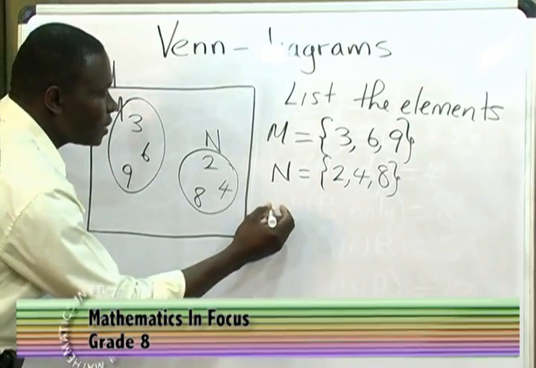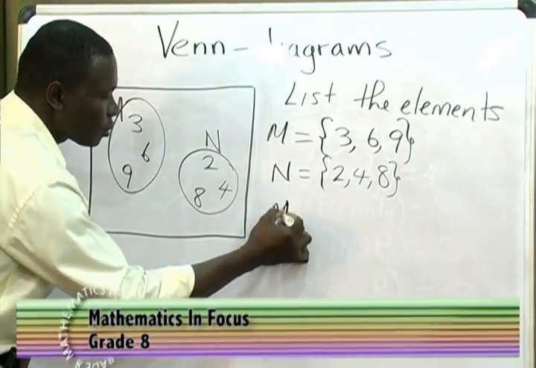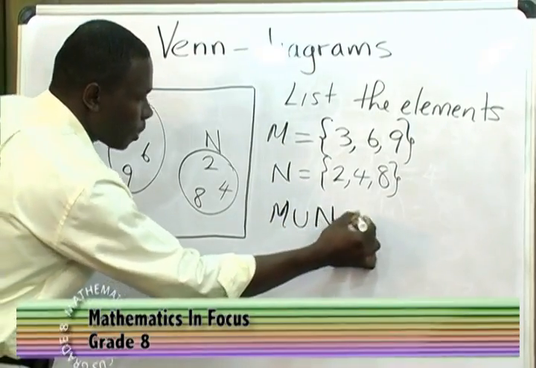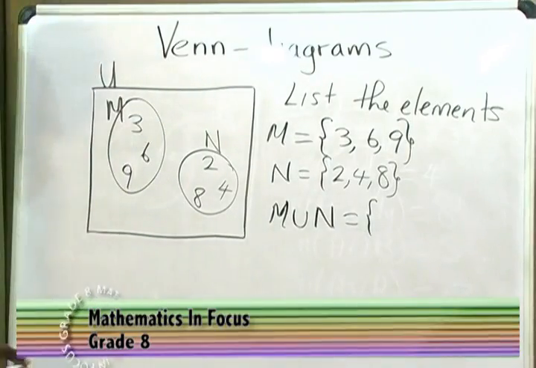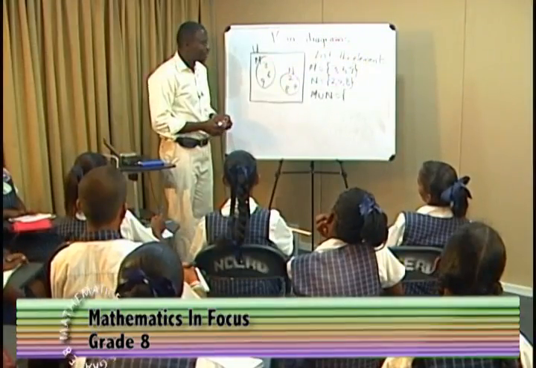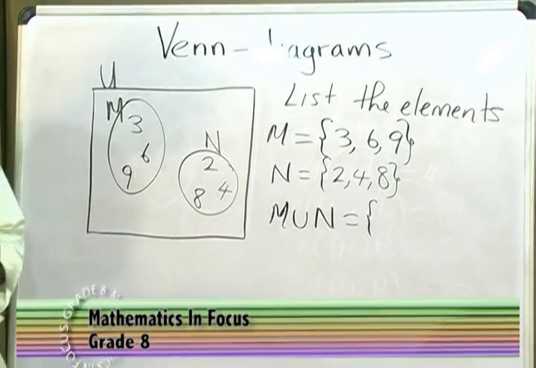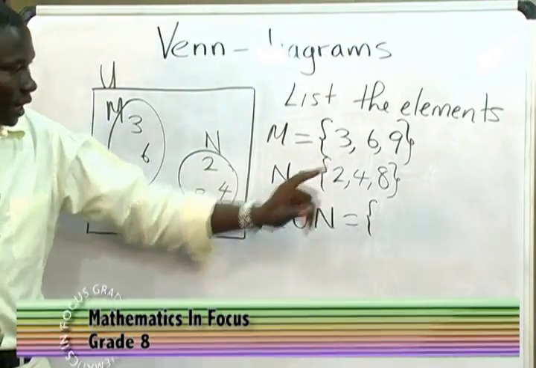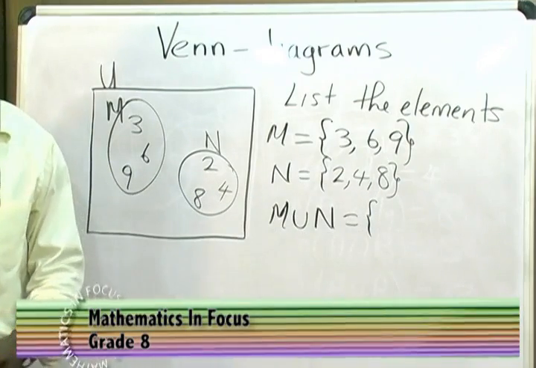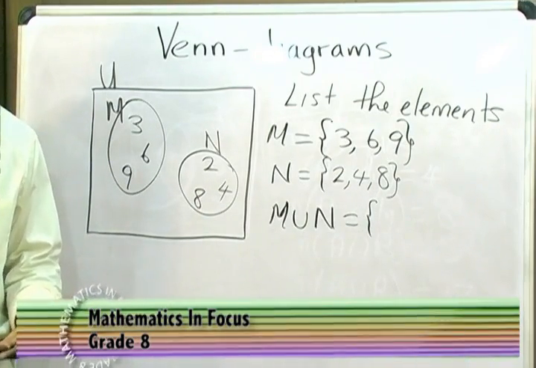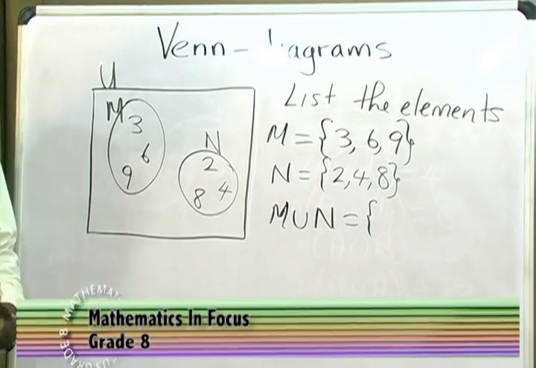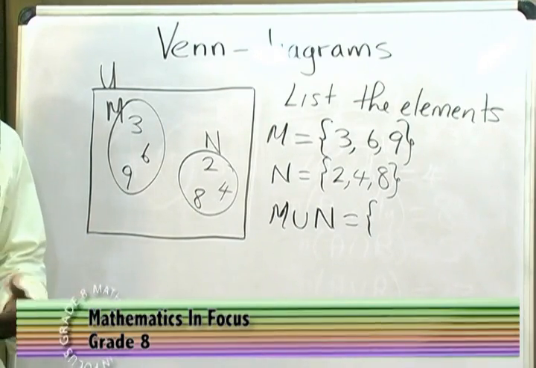Alright, if we're going to list this set here, what will this be equal to? 3, 6, 9, 2, 3, 4, 6, 8, 9. Alright, observe what happened there. Some person started off by saying 3, 6, 9, 2, 4, 8. But then afterwards, some persons corrected and said no, it is 2, 3, 4, 6, 8, 9.